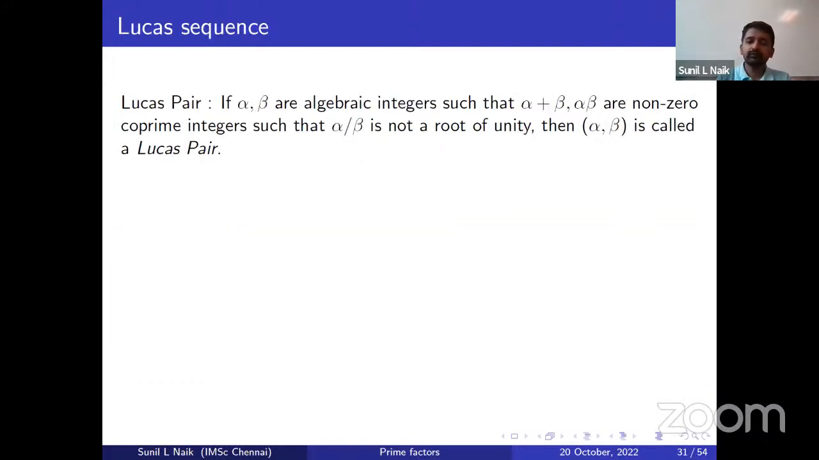One of the principal tools used is the properties of the Lucas sequences. A pair of algebraic integers alpha, beta is called a Lucas pair if alpha plus beta and alpha beta are non-zero coprime integers and alpha by beta is not a root of unity.